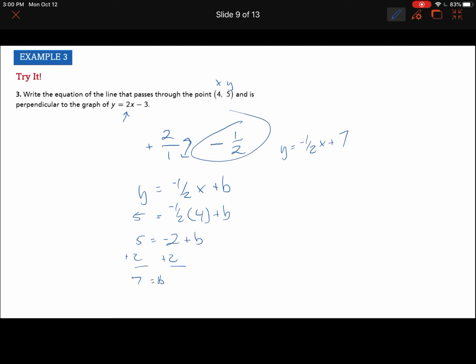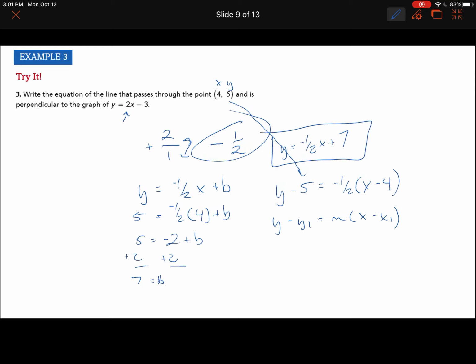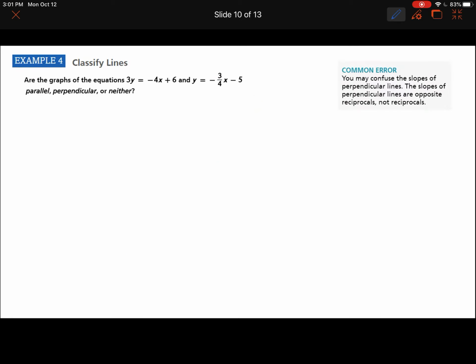Or if we had put this in point-slope form, we could have said y minus 5 is equal to negative 1/2 times (x minus 4). So remember, y minus y1 is equal to m times (x minus x1). Either one would be fine.